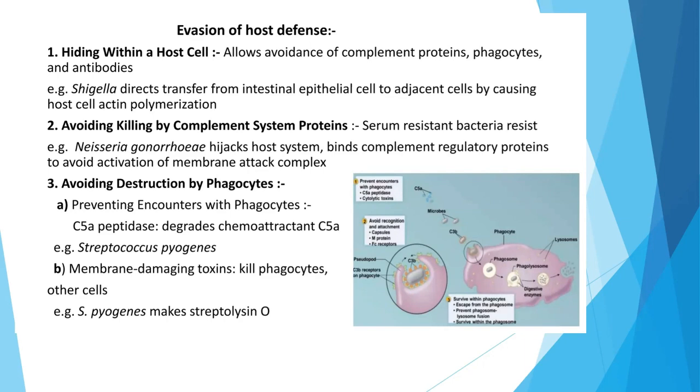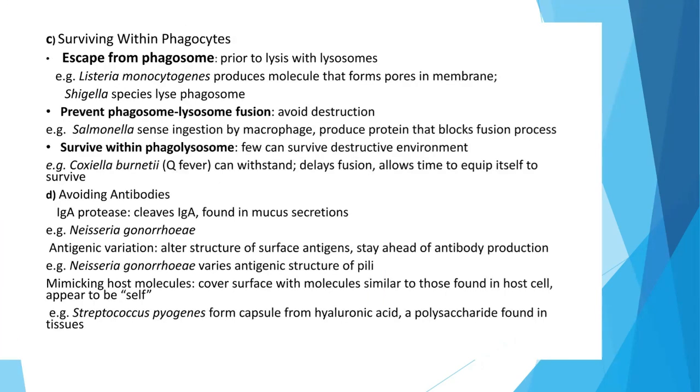Another mechanism is avoiding destruction by phagocytes, preventing encounters with phagocytes. C5a peptidase degrades the chemoattractant C5a, example Streptococcus pyogenes. It can be via membrane damaging toxins which can kill phagocytes and other cells. Streptococcus pyogenes makes streptolysin O. Others can survive within the phagocytes, for example, escaping from the phagosome prior to fusion with lysosomes, for example, Listeria monocytogenes, which produces molecules that form pores in the membrane, and Shigella species, which lyses the phagosome. It can be through preventing phagosome-lysosome fusion, which avoids destruction, example, Salmonella.